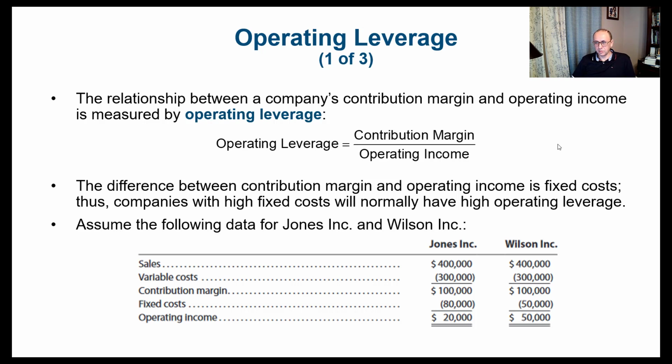So assume this information for two companies. One is Jones Incorporated and the other is Wilson Incorporated. Their sales are the same, their variable costs are the same, so their contribution margin has to be the same, but the fixed cost for Jones Incorporated, which is 80,000, is higher than Wilson Incorporated, which is 50,000. That leads Wilson Incorporated to have a higher operating income compared to Jones Incorporated. So Wilson would have $50,000 in operating income versus Jones of only $20,000.